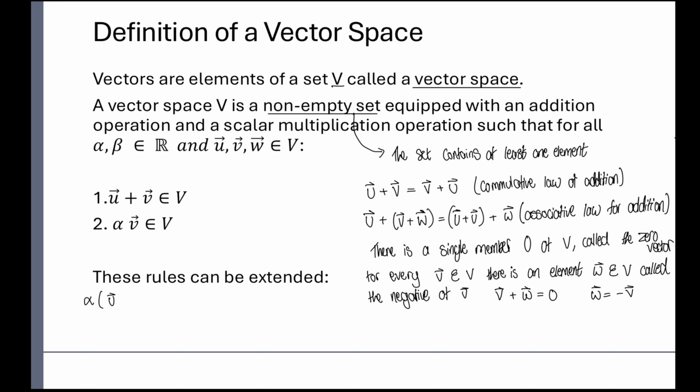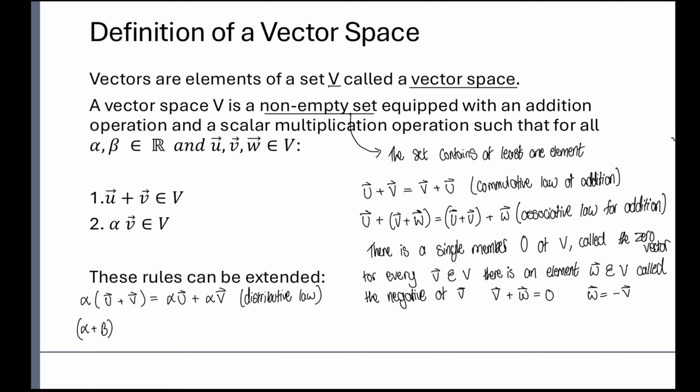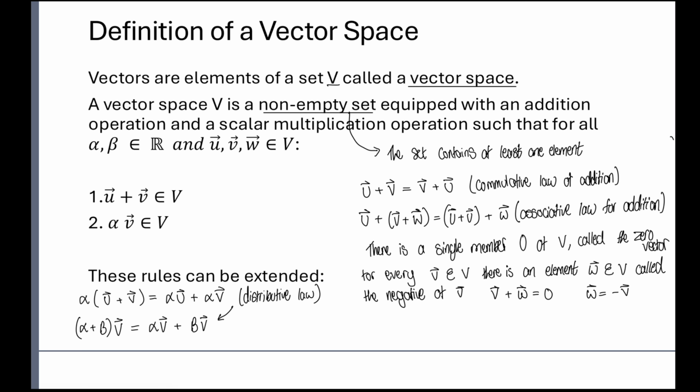Another rule that we can have is alpha multiplied by the vector u plus the vector v is going to be equal to alpha multiplied by the vector u plus alpha multiplied by the vector v. This is known as the distributive law. And following on from this, if we had alpha plus beta multiplied by v, this is equal to alpha v plus beta v, where v is a vector. And as this follows on, this is also known as a distributive law.